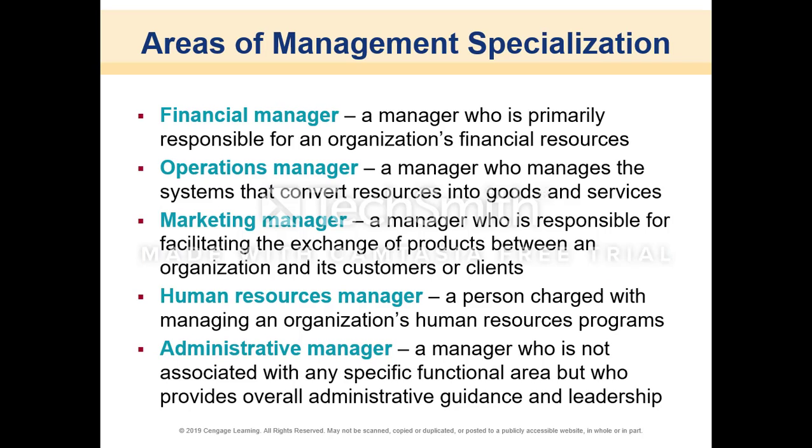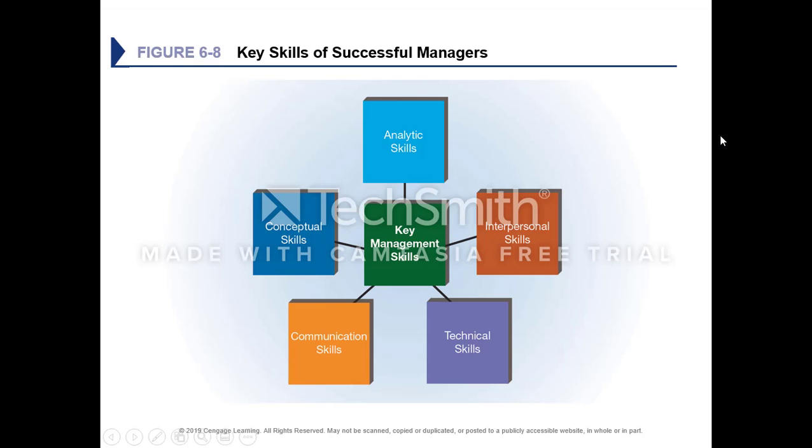So organizational structure can be divided into areas of management specialization, all the ones we just went over. There can also be more additional management positions depending on the organization. So there are key skills of successful managers. And here's a visual showing those key skills, and we'll talk more about those key skills.